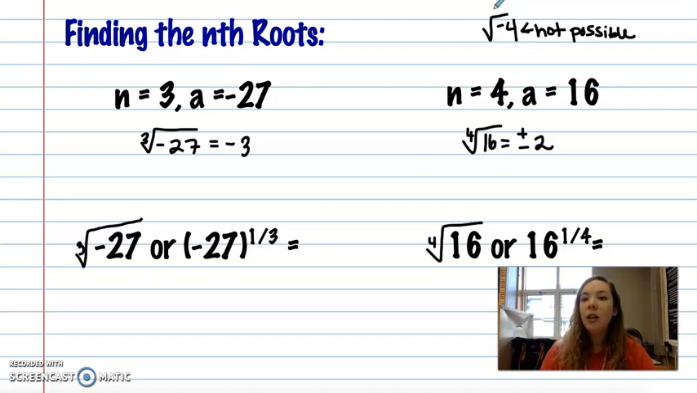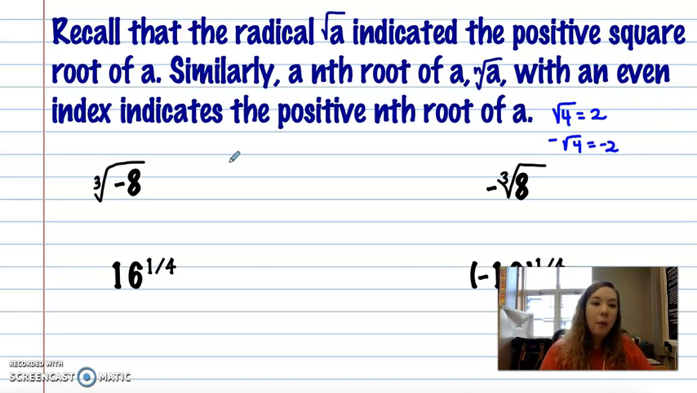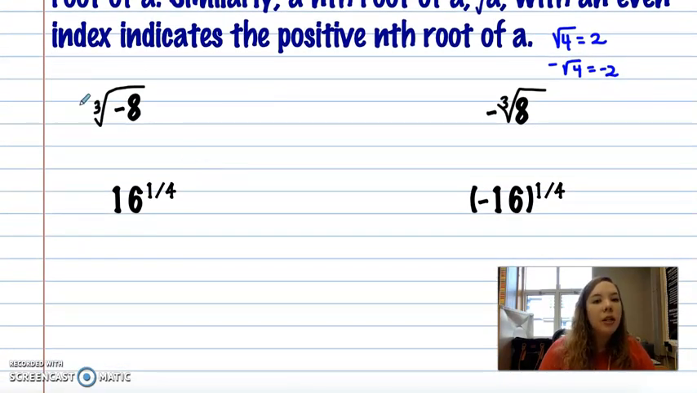If there is nothing in front of our root, like the square root of 4, that would be 2. But if there's a negative in front, that means it wants negative 2. So it's not always asking for both. Sometimes they specify which one they want. Since this is a cube root, we are allowed to take it of a negative. The cube root of negative 8 would be negative 2.